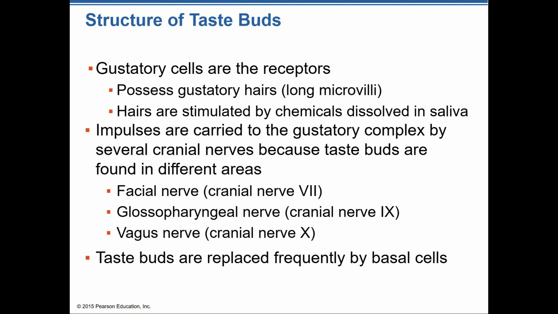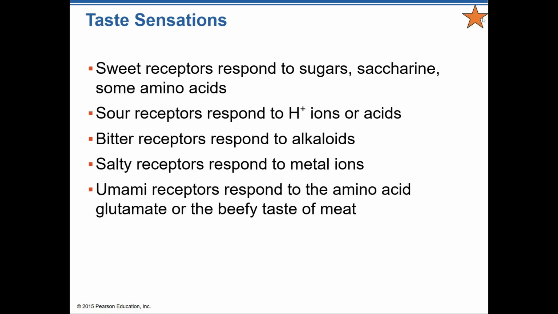Right? As you age, taste buds can be damaged and replaced by basal cells in the tongue, which is why older people don't have as sharp a taste sense. It's not as precise.